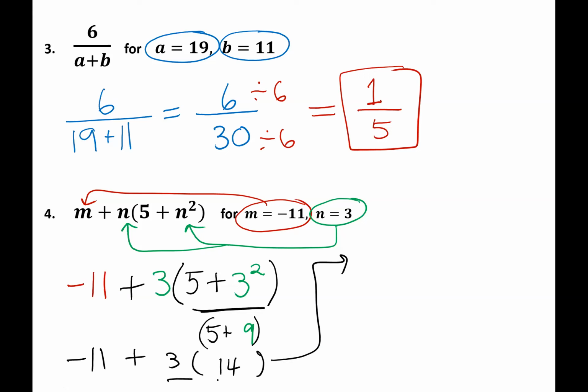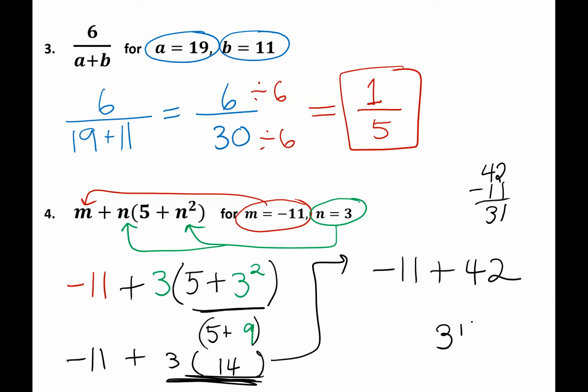When we say 3 parentheses 14, that's multiplication. So what we need to do next is 3 times 14, which is 42. So the next thing I'm writing is -11 plus 42. And finally, I can combine those together using my rules for adding and subtracting. -11 plus 42, really what I'm doing is subtracting, because those signs are different. And I'm keeping the sign of the bigger number, which is positive, so our answer is 31.